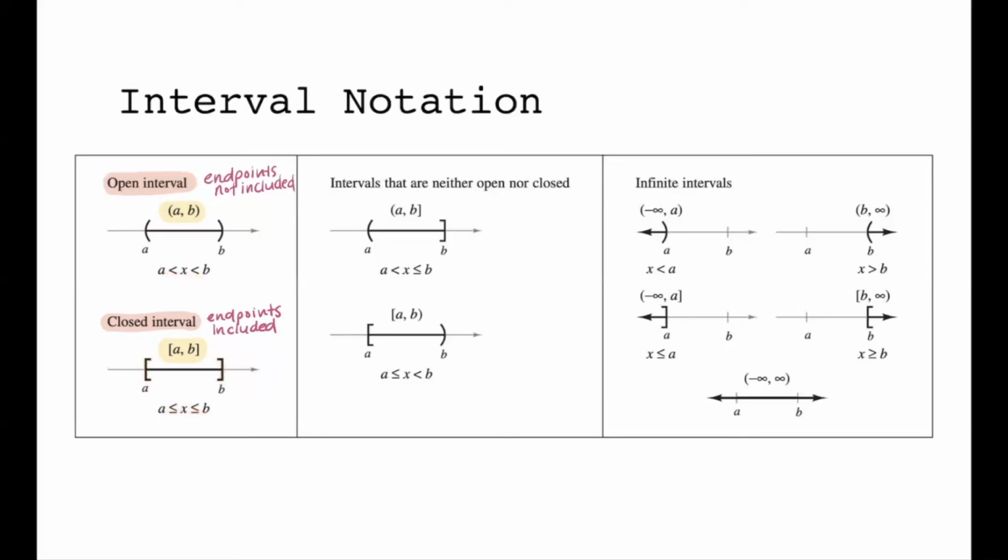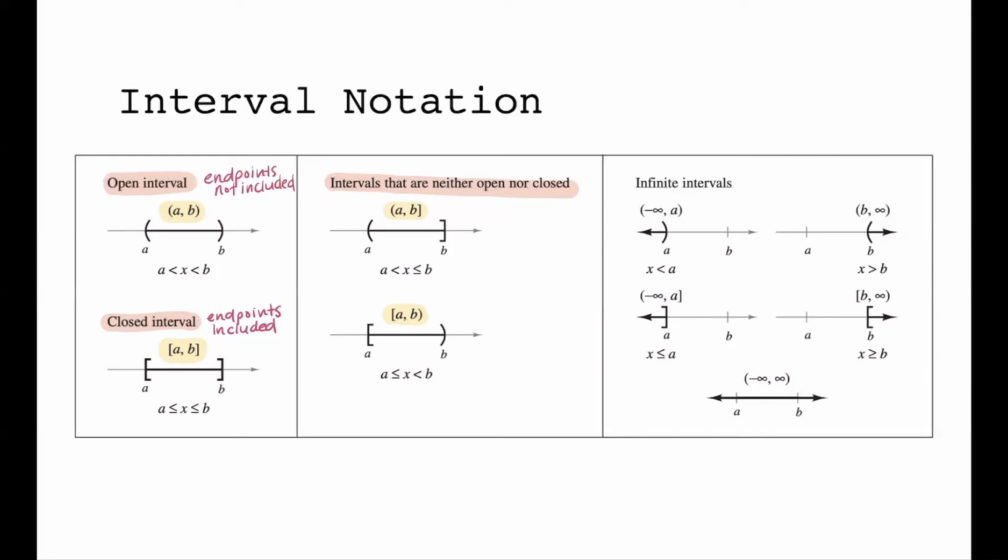We can have intervals that have a mixture of these two things, so we would call these neither open nor closed. Intervals that are neither open nor closed. So maybe you just want to include one of the endpoints but not the other. So here's our first example. We're going to include the endpoint of B, but not A. So this is all numbers between A and B, including B, but not including A. On the other hand, we can have the other kind of neither open nor closed interval, so all numbers between A and B. Here we can include A, but not include B.